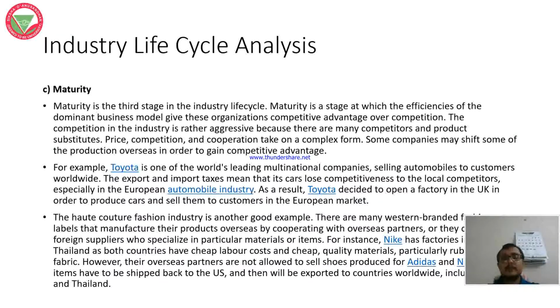However, their overseas partners are not allowed to sell shoes produced for Adidas and Nike. The items have to be shipped back to the US and then they will be exported to countries worldwide, including China and Thailand. Nike, Adidas companies, they produce their products in countries like China and Thailand where they can get cheap labor cost and cheap quality material. But they cannot sell their product directly from there. They have to be shipped back to the USA, then they will be exported to all the countries including the manufacturing countries also, and they will be sold in order to earn profit.